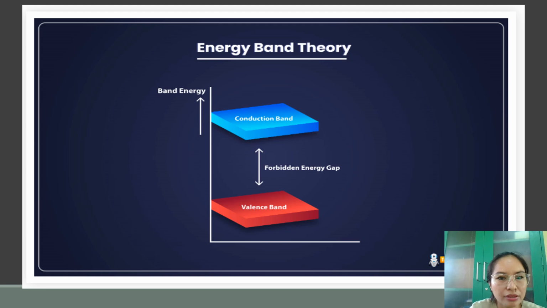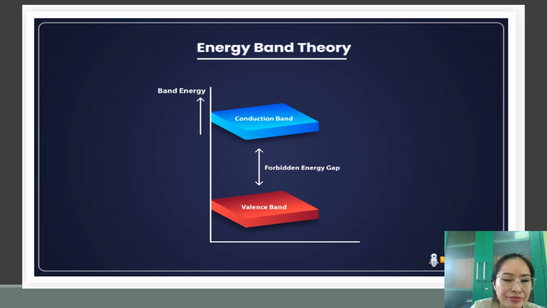Going back to the forbidden gap, which is between the conduction band and the valence band, based on the energy band theory, the band is forbidden because it is without energy. So, therefore, there is no electron flow in this band. The flow of electrons from the valence to conduction band will pass through this gap.